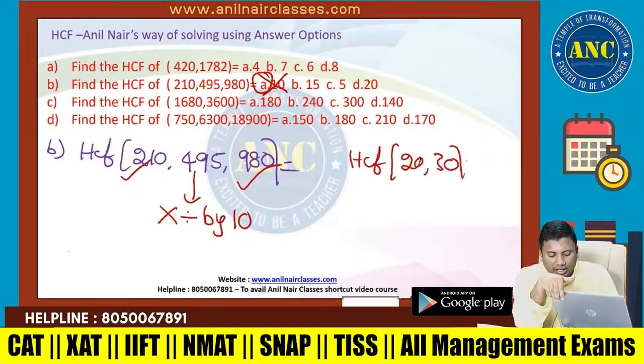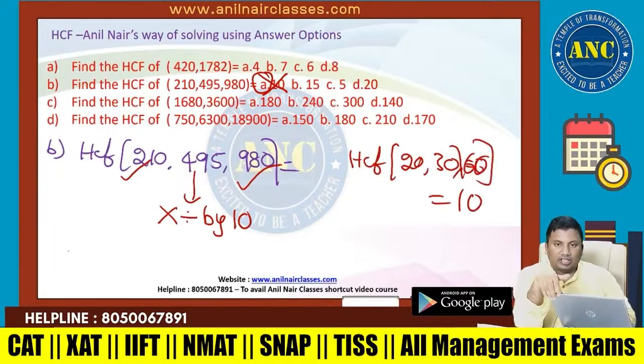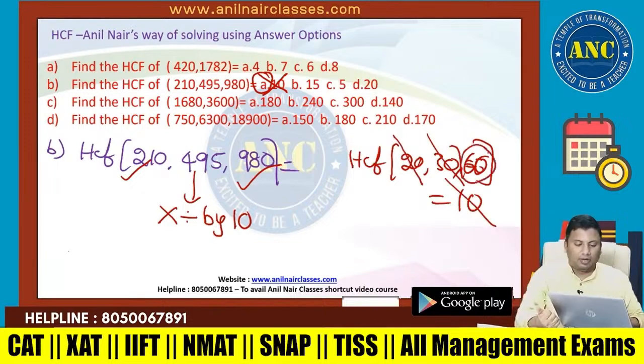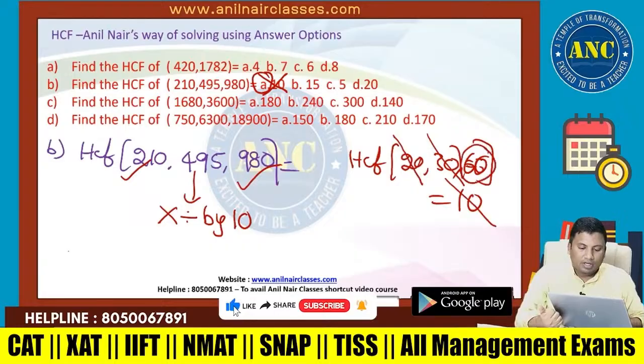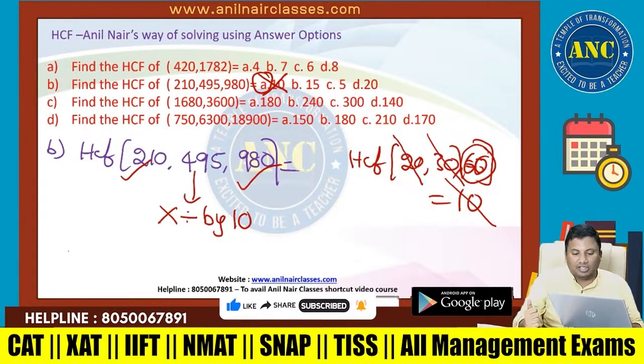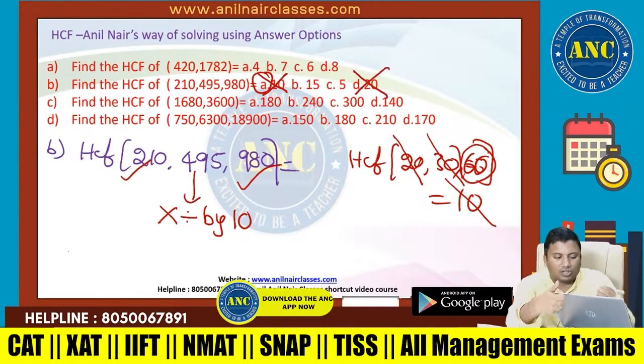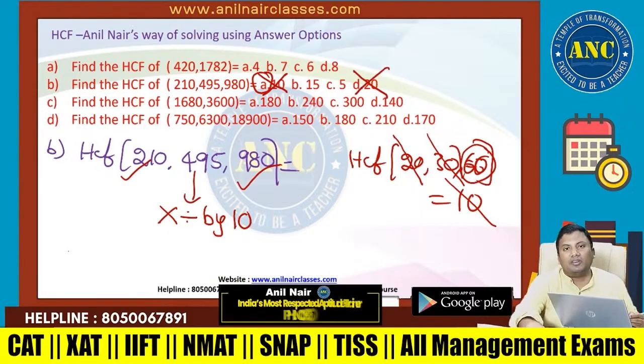Because of this example, 20, 30, 60. If this is divisible by 10, this is divisible by 10, this is divisible by 10, 60 should also be divisible by 10. If I take 10, 210 is divisible by 10, 980 is divisible by 10, 495 is not divisible by 10. If 10 is out, 20 is also out. If a number is not divisible by 10, how can it be divisible by 20?